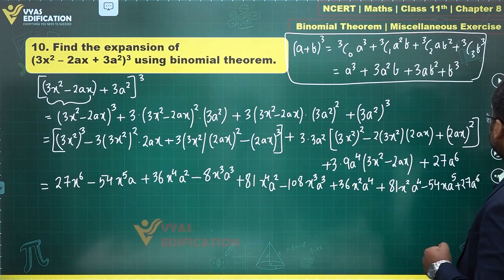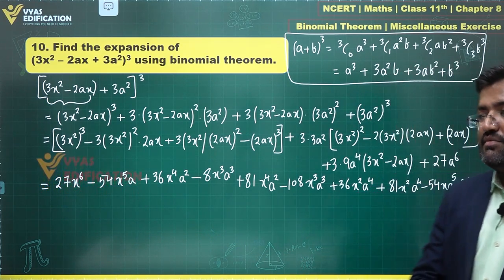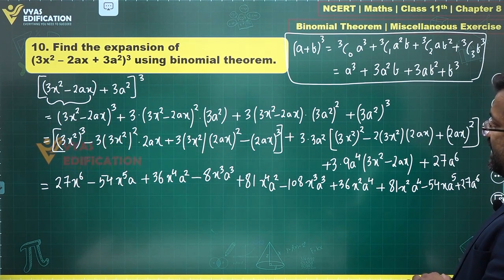And now let us merge the like terms. We have simplified each term. Now let's merge the like terms, add up the like terms. So begin with x⁶.